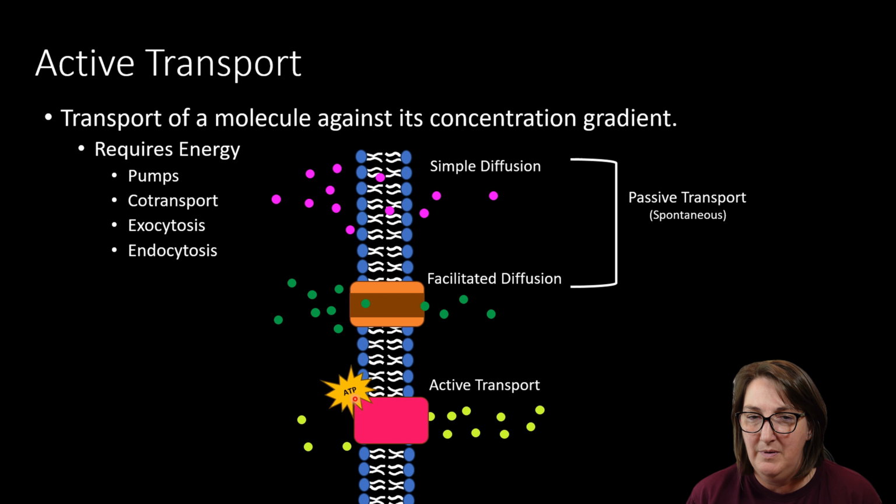But this ATP is going to force these solutes to the other side, and I have to have energy to do that. I can use pumps, I can do cotransport, exocytosis, endocytosis. These all require energy and are a form of active transport. Diffusion, osmosis, those are spontaneous. They're going to go from a high to a low, but active goes from a low to a high.